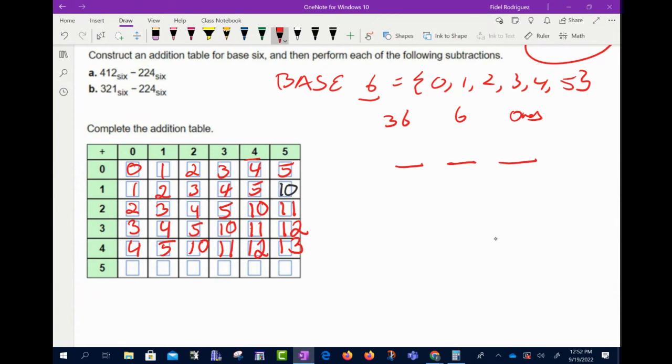All right, 5 plus 0 is still 5. 5 plus 1 is 6, which is 1 6 and no 1s. 5 plus 2 is 7, which is 1 6 and 1 1. 5 plus 3 is 8, which is 1 6 and 2 1s. 5 plus 4 is 9, which is 1 6 and 3 1s. 5 plus 5 is 10, which is 1 6 and 4 1s.